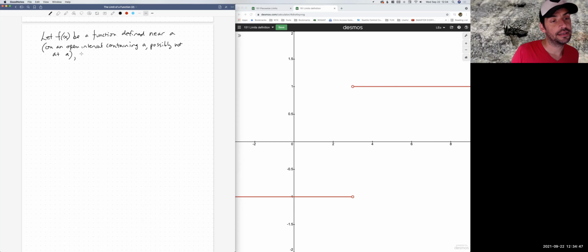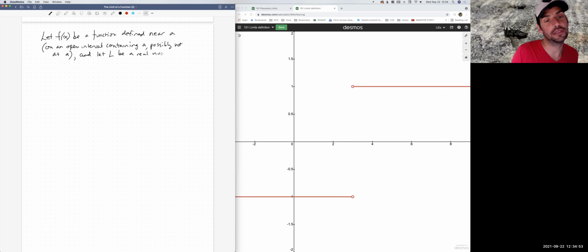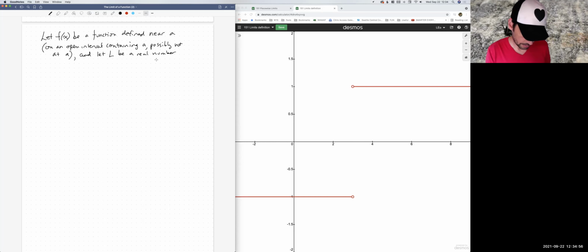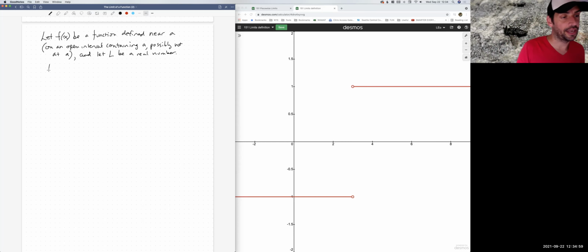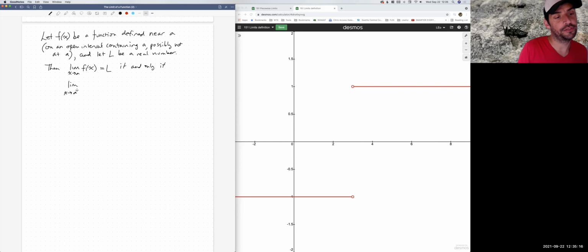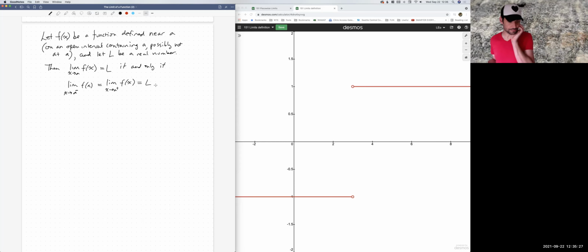And let L be a real number. Then the limit as x approaches A of f of x is equal to L if and only if the limit as x approaches A from below of f of x is equal to the limit as x approaches A from above of f of x, and both of those are equal to L.